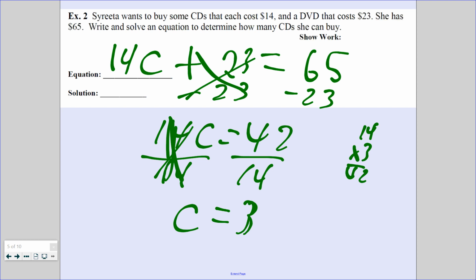Let's check her work. She buys 3 CDs. Each one costs $14. 14 plus 14 plus 14. Then she buys a $23 DVD. If you add this up, it adds up to $65. So I did do it correctly.